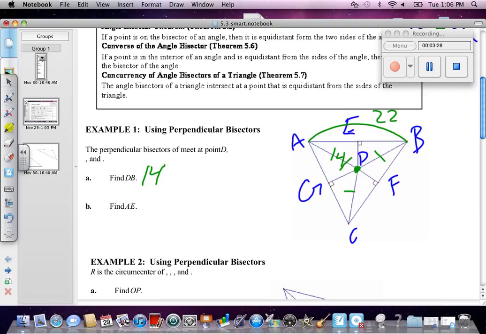Can't you say it's just half of 22? You don't always, it's not half of 22. Half of 22 is 11. You're talking about the mid-segments. These are not mid-segments. AE is what? Oh, that's 11. That's half of 22. All right, let's look at example 2.